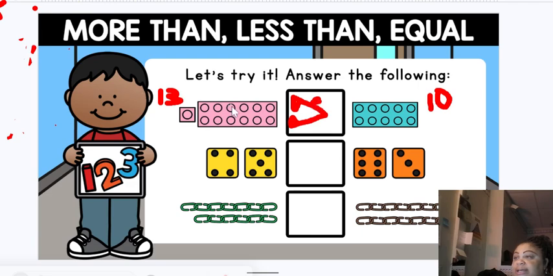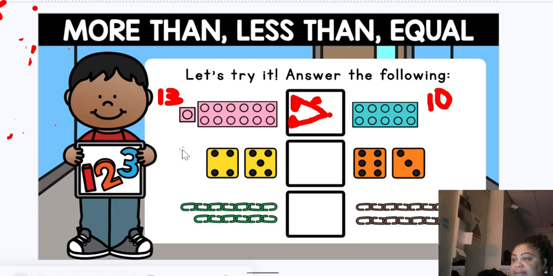Okay. The alligator is eating the big number. Chomp, chomp, chomp. It's going to chomp up 13 because 13 is bigger than 10, which means it's pointing to the 10 as the little number, the little minion, okay? It's always pointing to the little number. So 13 is greater than or more than 10, okay? So let's try the next one.